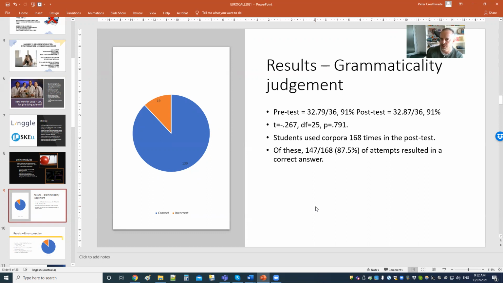However, as I mentioned before, in the post-test, students were allowed to use a corpus and indicate on their answer if they had done so. And the interesting thing we found was that the students, as a collective, used corpora 168 times at different points during the post-test. And of these attempts, 147 or 87.5% finally resulted in a correct answer. So that's really very encouraging.